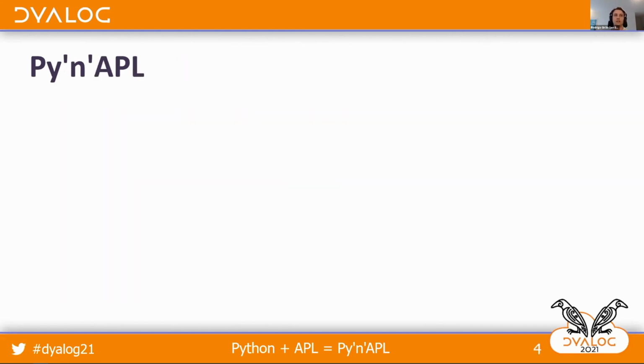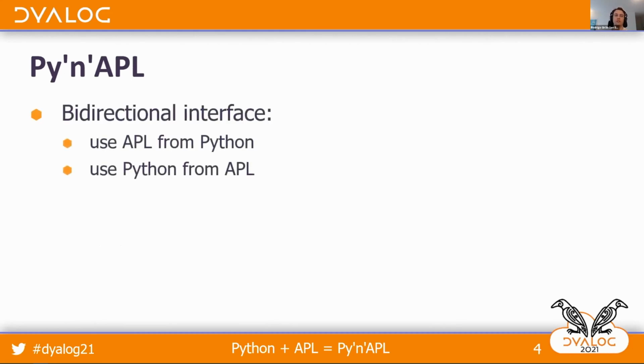And so now talking a little bit about Py'n'APL, what is Py'n'APL? Py'n'APL is a bidirectional interface between APL and Python. And what this means is that I can use APL from within Python and I can use Python from within APL. Now, I see that a question just popped up, but I'm terrible at multitasking. So I'll be sure to give you a couple of minutes for some Q&A at the end, okay?